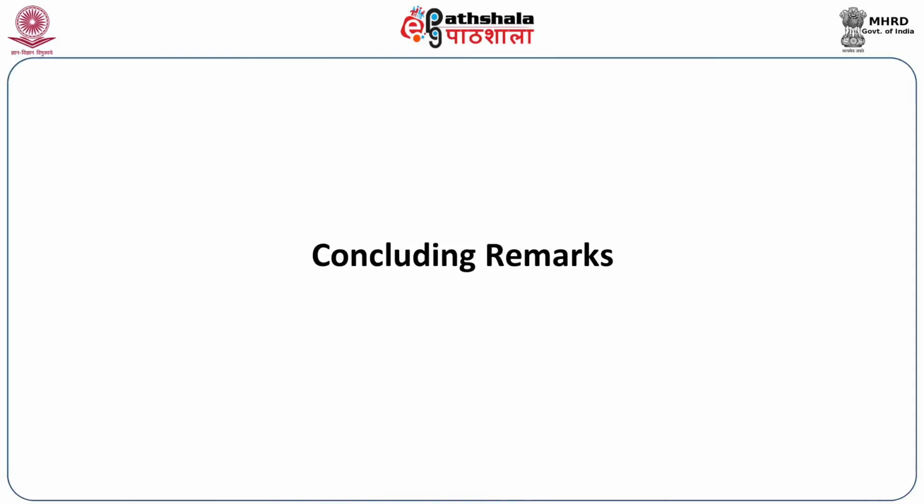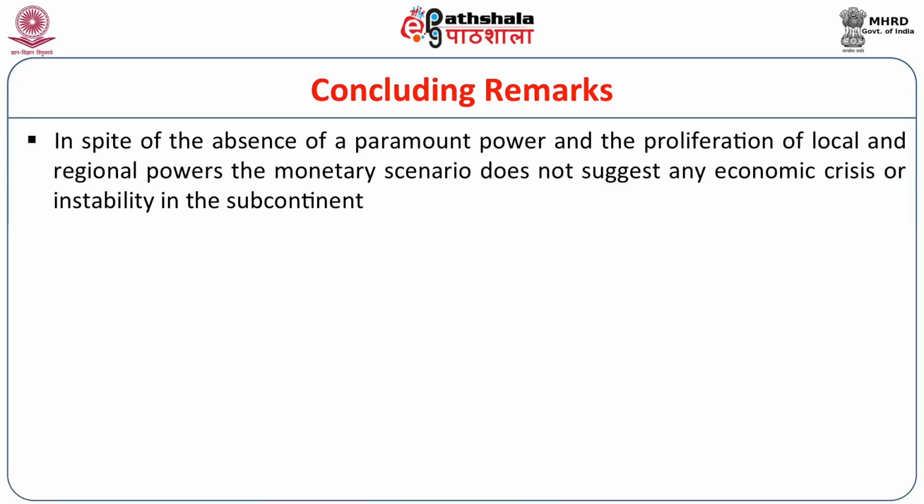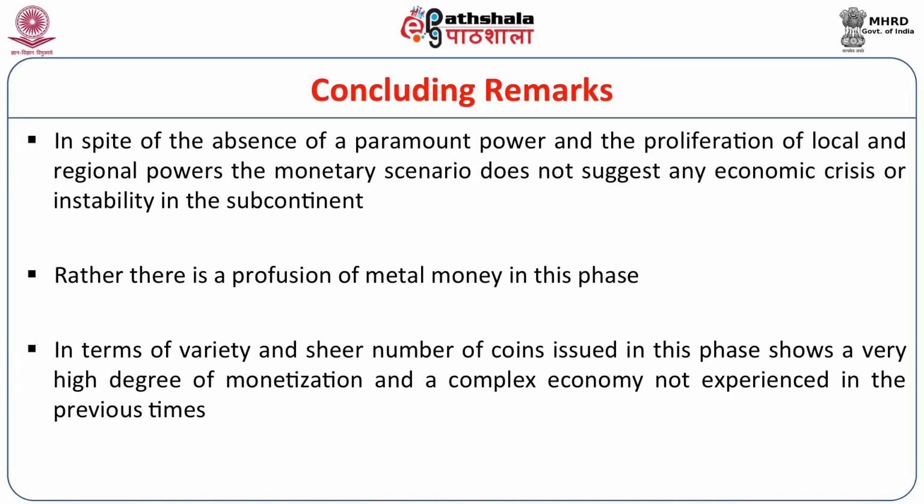Let us summarize what we have learned in this module of post-Mauryan coins and currency system. In spite of the absence of a paramount power and the proliferation of local and regional powers, the monetary scenario does not suggest any economic crisis or instability in the subcontinent. Rather, there is a profusion of metal money in this phase. In terms of variety and sheer number of coins issued in this phase, it shows a very high degree of monetization and a complex economy not experienced in previous times.